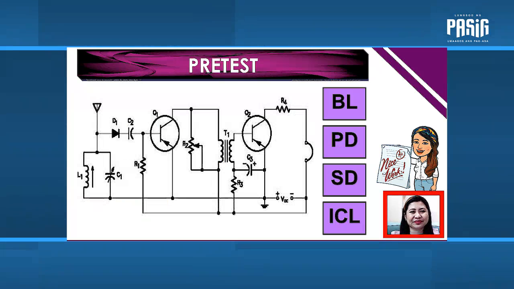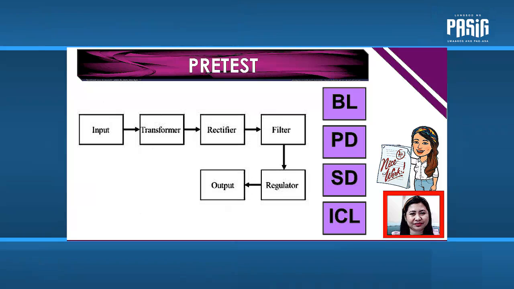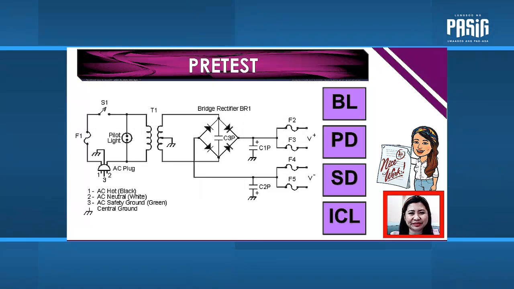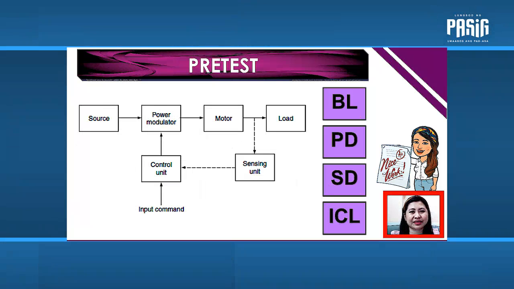6. Pictorial diagram. 7. A schematic diagram. 8. Block diagram. Number 9. Schematic diagram. And last number, block diagram. So probably now you have an idea of how each diagram looks like.